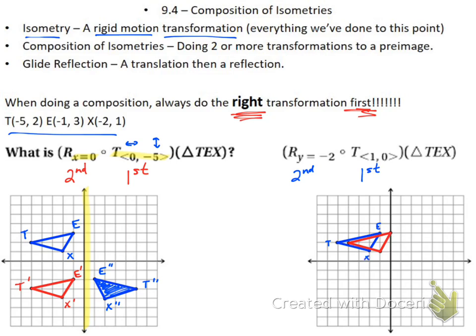So now I have, here's my TEX prime. And then I want to do a reflection over the line y is equal to -2. Again, that's going to be a horizontal line, 2 below my origin. And so there's my line of reflection right there. And so I can reflect each of these over. 1, 2, 3, 1, 2, 3. 1, 2, 3, 4, 5. Down 5. Be right there. And then my T prime will be right there. So I end up with this as my final image.